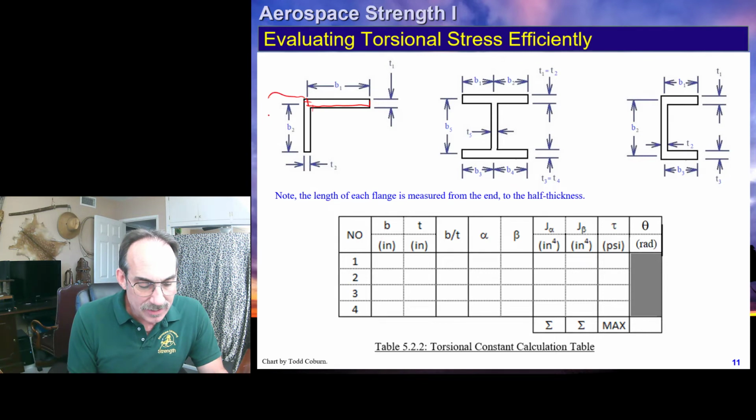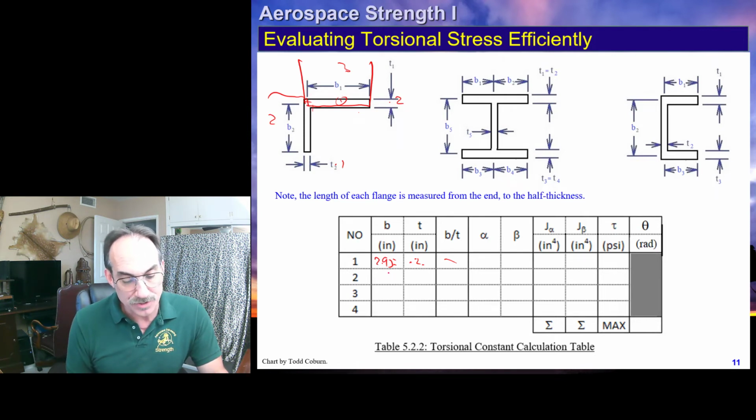So if this dimension is 2 inches and this dimension is 3 inches, and if this flange is 0.2 and this flange is 0.1, then element 1 would have a length, a B, of 3 minus half of 0.1, so 2.95. The thickness is 0.2. The B over T is just this over this. We can populate that. For element 2, we've got 2 minus half of the thickness, which is 0.1, so that's 1.9 as our B dimension. Our thickness is 0.1, and our B over T we can then calculate.